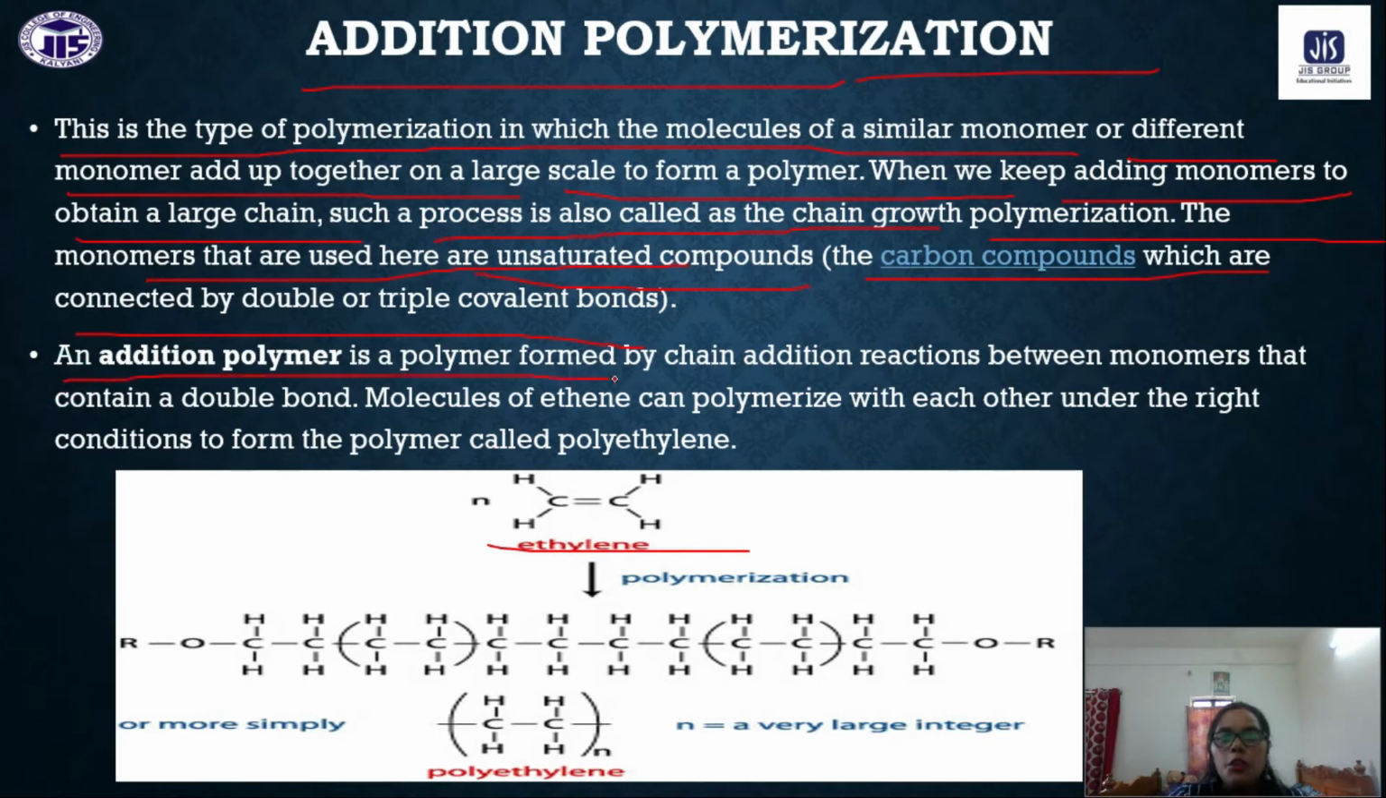An addition polymer is a polymer formed by chain addition reaction between monomers containing double bonds, like ethylene. Yes, this is the ethylene molecule. You can see we have a double bond here. So all the ethylene molecules will attach with each other and make polyethylene. N is the number of monomer units, and that is a very large integer.